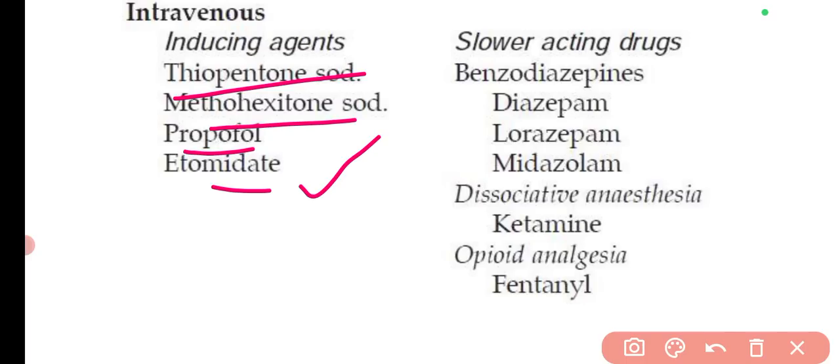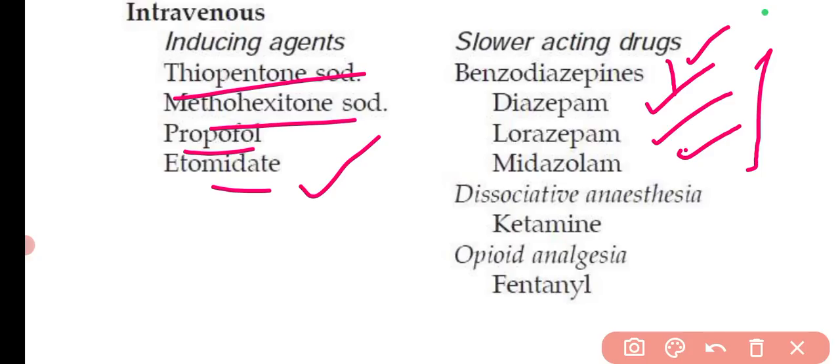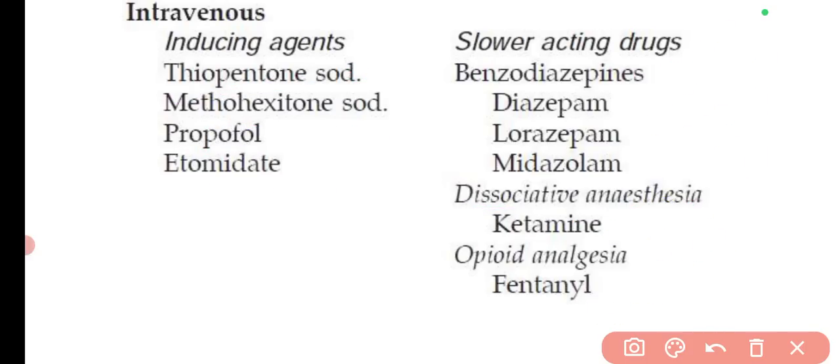And in this intravenous category, there are slow acting drugs as well, in which the first category is benzodiazepine, which has diazepam, lorazepam, midazolam. So these are the different slower acting drugs which are benzodiazepine derivatives and given intravenously in general anesthesia. And in that way, a dissociative anesthesia example is ketamine, and an opioid analgesia example is fentanyl.